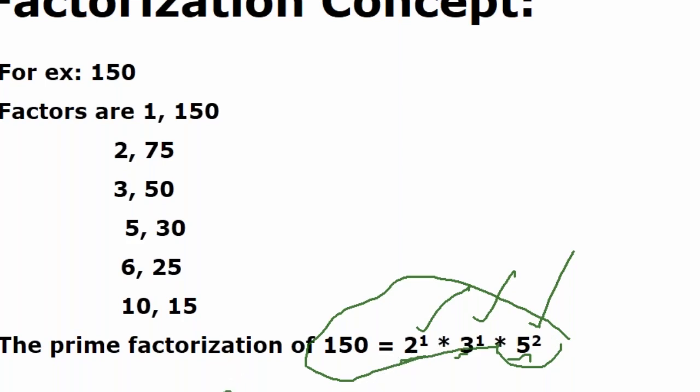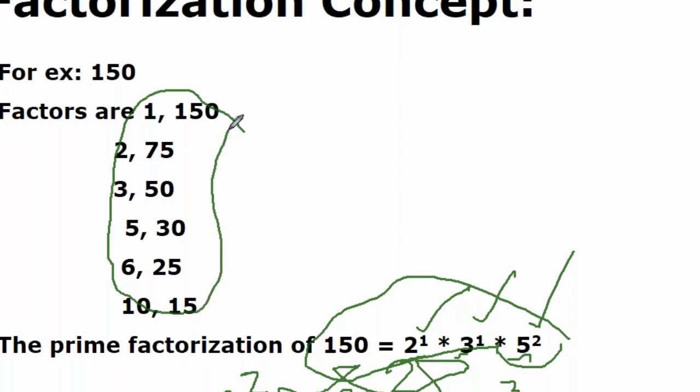what is the first power? 1 plus 1, into, what is the second power? Again 1 plus 1, into, what is the third prime number's power? 2 plus 1. So 1 plus 1 means 2, again 1 plus 1 means 2, again 2 plus 1 means 3. So 2 into 2, 4. 4 into 3, 12. Those are the total factors of 150. 12 are the factors.